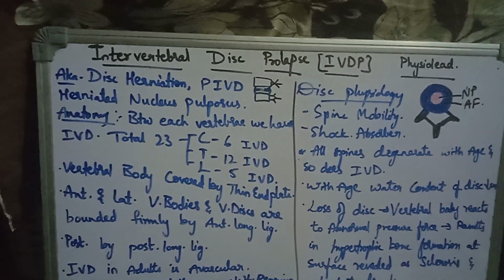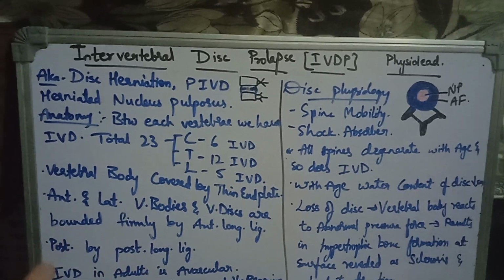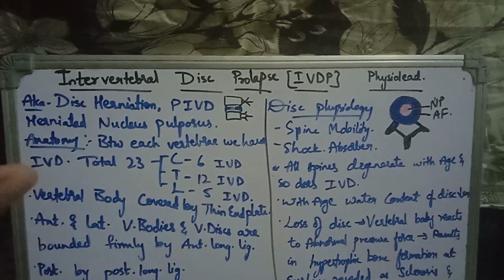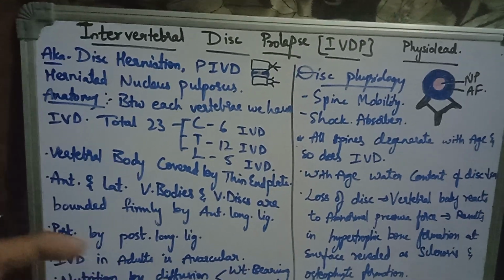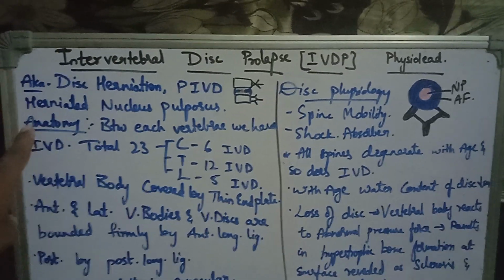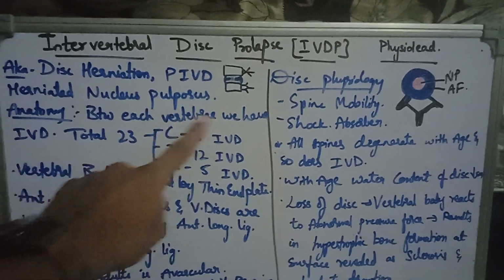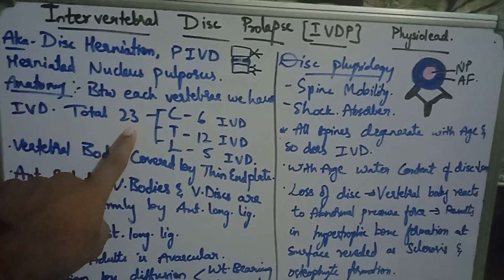In the spine we have different vertebrae: cervical, thoracic, lumbar and sacral. Between each vertebral body we will have a vertebral disc, that is the intervertebral disc. Coming to the anatomy part, between each vertebra we have intervertebral discs. There are totally 23 intervertebral discs.